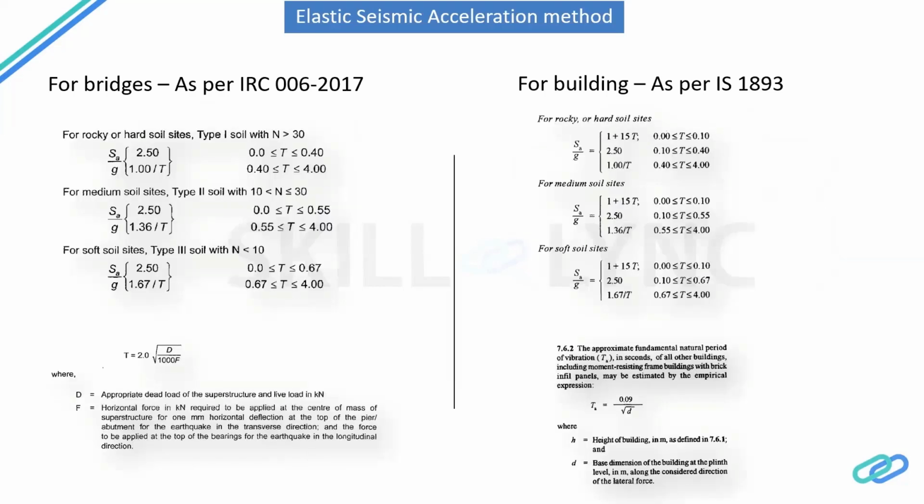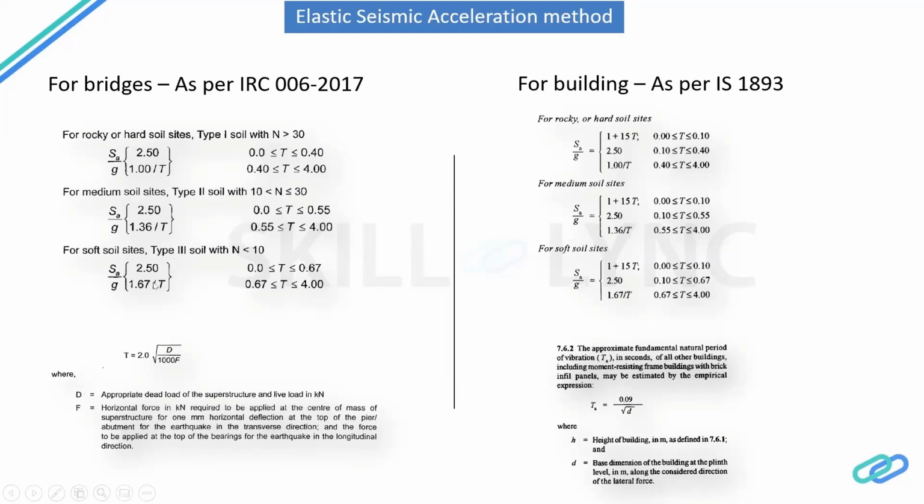The fourth one is the Sa by g. This mainly depends on the soil type, because seismic loading, as I mentioned earlier, is due to ground movement. So the soil plays a major role, and soil structure interaction is very, very important. That is captured here in the Sa by g value. So the code gives two values like this, for both bridges and buildings, as I have shown here.